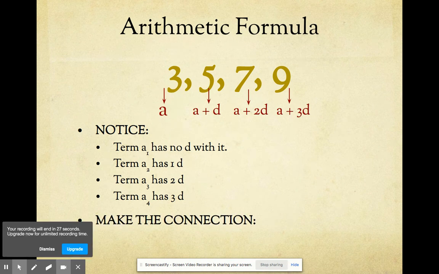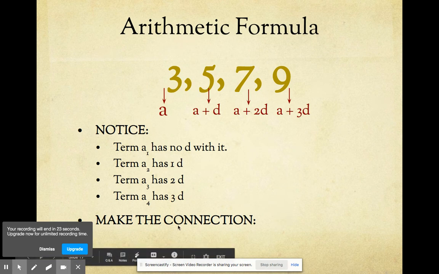Make the connection. I'm going to have to go to the next video to give you enough time to finish the slideshow. So think about making a connection to what's happening. Term A2, 1 D. Term A3, 2 Ds. Term A4, 3 Ds. Think about where we're going to go from there.